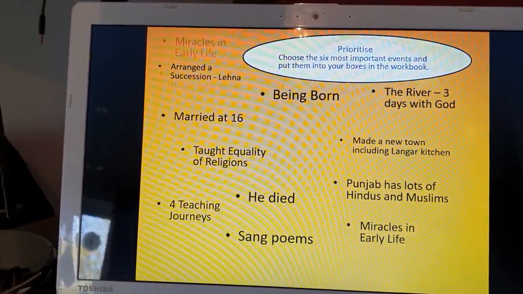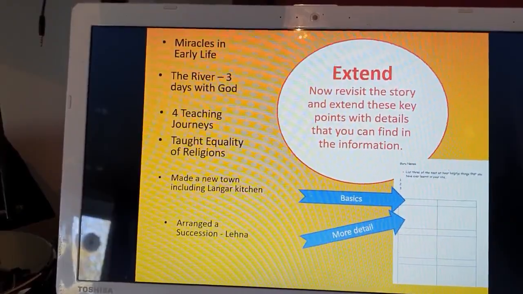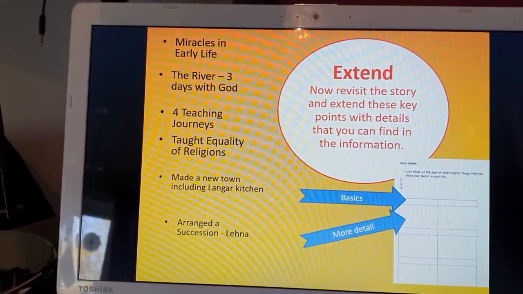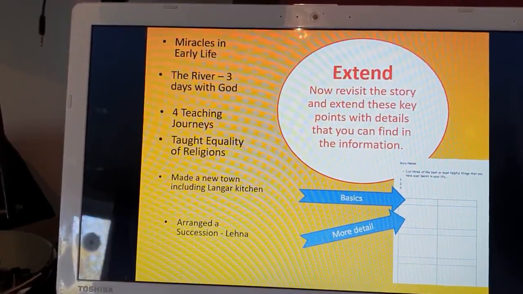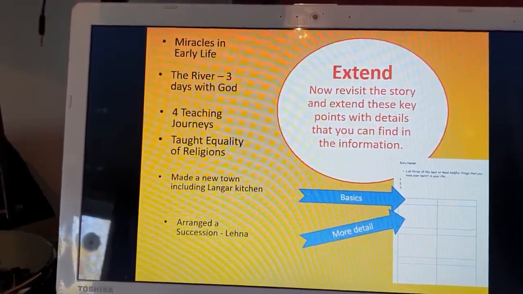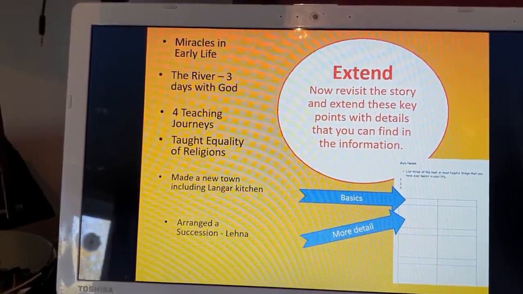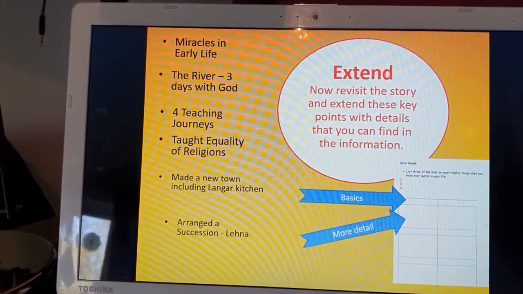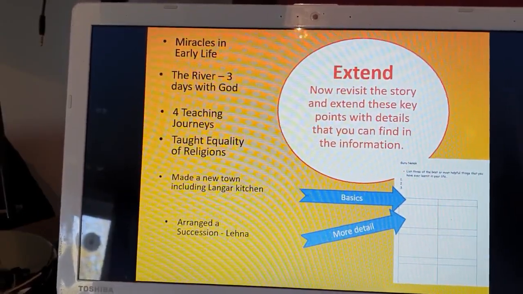But anyway, these are what I reckon are the most important bits. The fact that he performed miracles when he was younger, because that's always a sign of divinity. Jesus, for example, did loads of miracles. The fact that he had an encounter with God, spent 3 days when he vanished in the river with God.